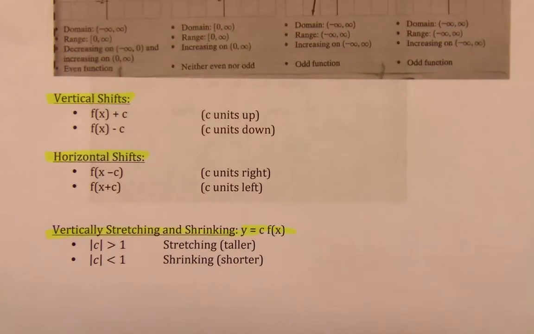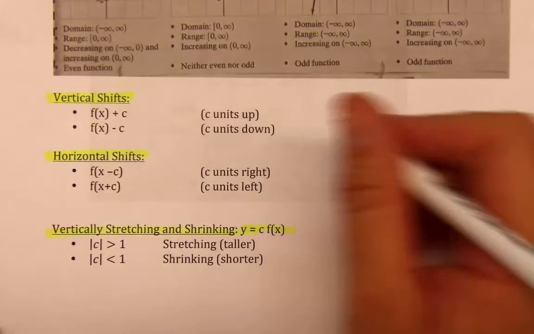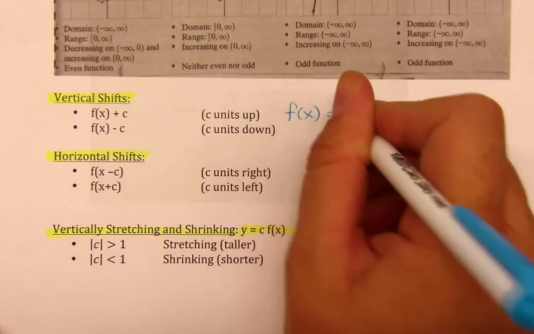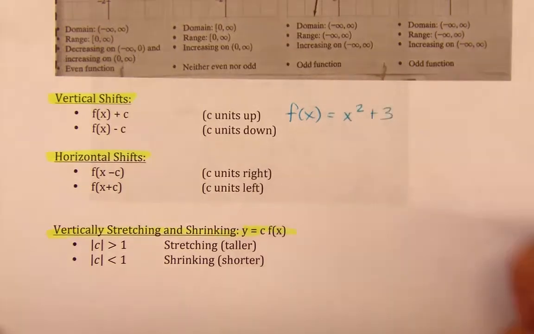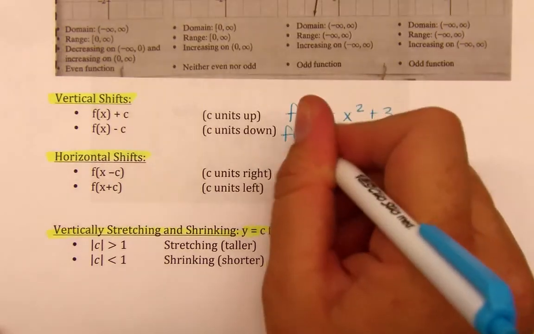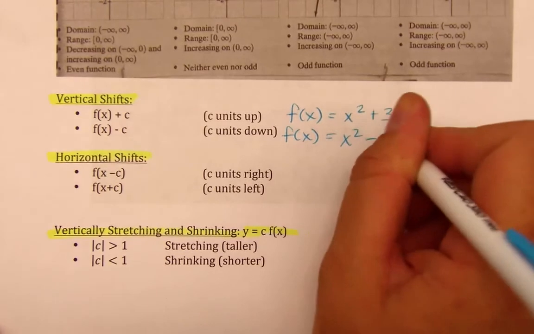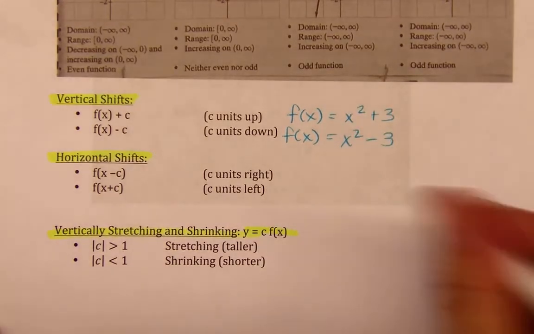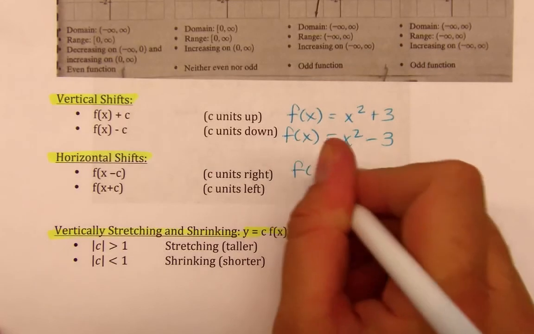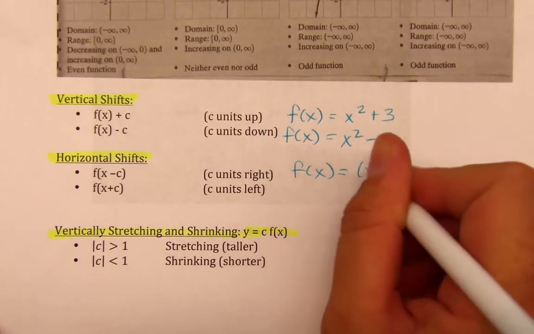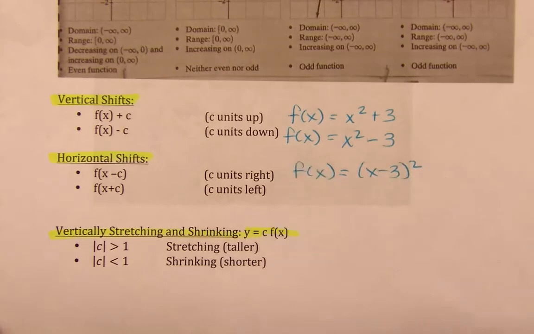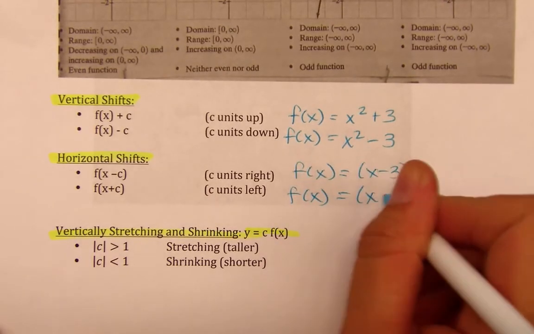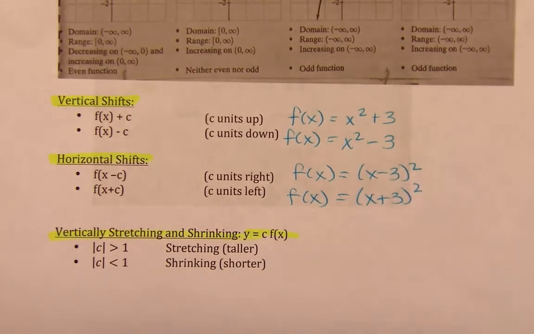Briefly, I'm going to go through some examples of these different functions. So something where it's being shifted up would be like f of x is equal to x squared plus 3. Shifting down would be like f of x equals x squared minus 3. Shifting to the right and to the left would be something like f of x is equal to (x minus 3) squared. That would shift to the right. f of x equals (x plus 3) squared would shift to the left.